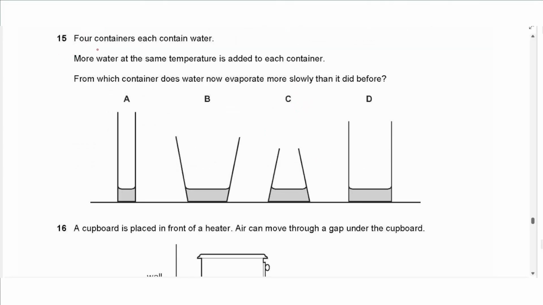Question 15 says 4 containers each contain water. More water at the same temperature is added to each container. From which container does water now evaporate more slowly? So if we have the same temperature and the same type of liquid and same room, that would need a smaller surface area in order to have a lower rate of evaporation. This is the one which has a smaller surface area going up. So this is the area at the start, this is the area at the end, for example. So the answer would be C.